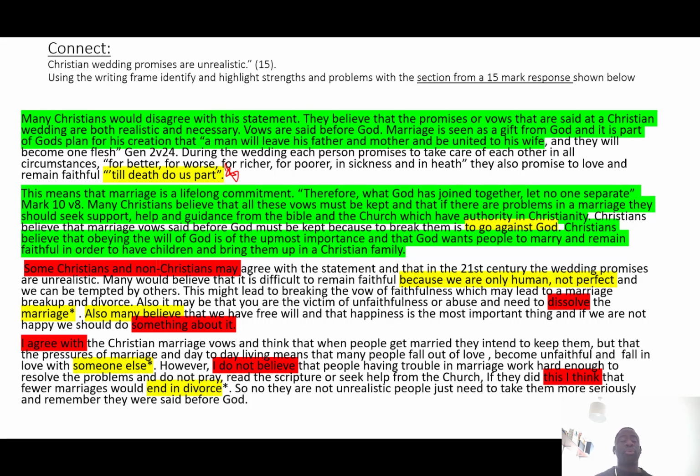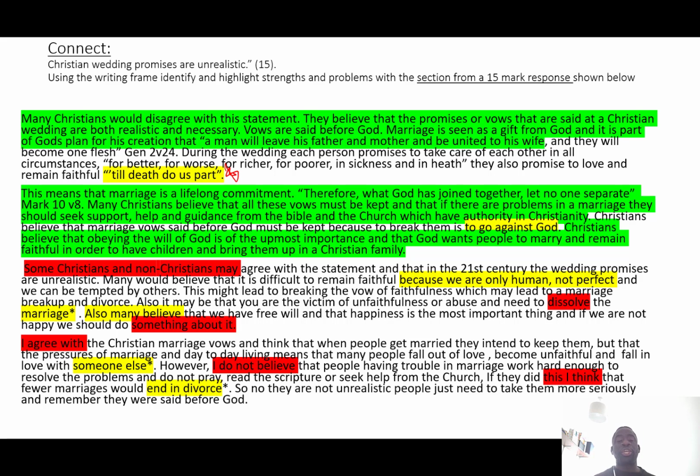So, you may say Protestants may agree with the idea that so and so forth. I think this is sound. You can say that, I guess. But, we don't really want to hear your opinion as much. We want to hear the quality of the argument you are presenting from different perspectives. You are answering the question, are Christian wedding promises unrealistic? You will not get marked down for your response, but you won't score marks for your response.